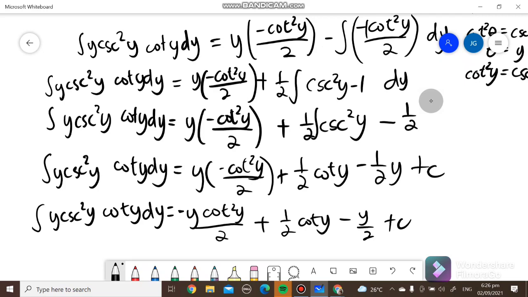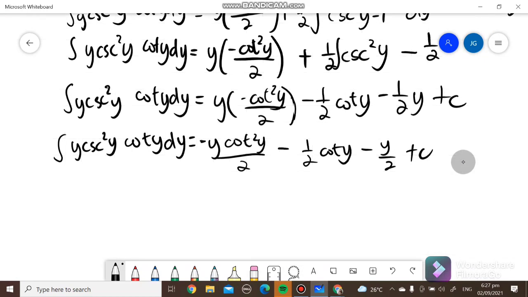By the way, the integral of cosecant squared y is negative cotangent. So, the sign here should actually be negative. Okay, so, let me erase that one. So, we will have the value of negative 1/2 cotangent y plus c. So, this is our final answer.